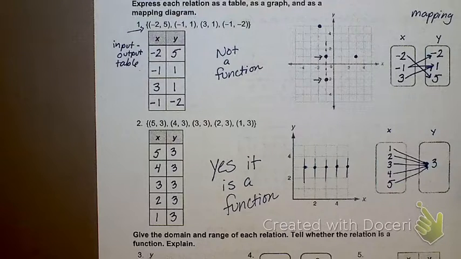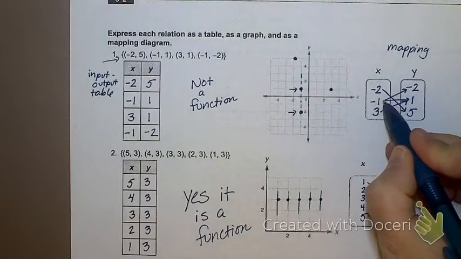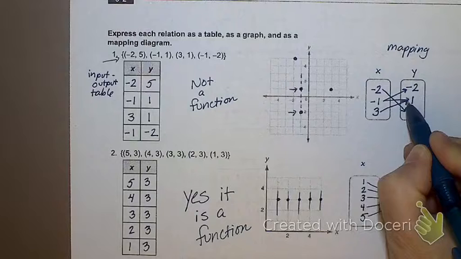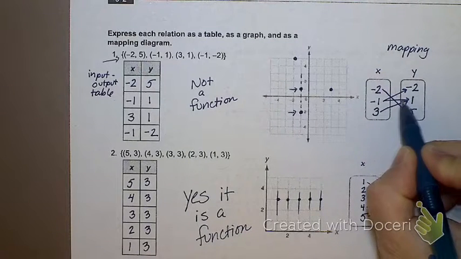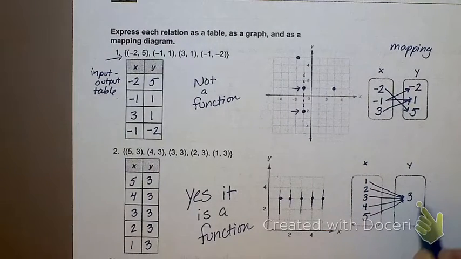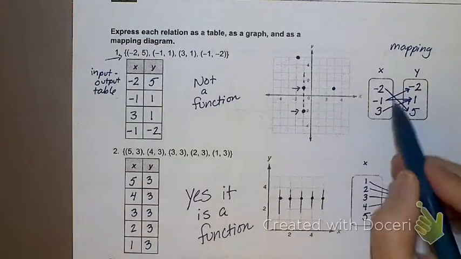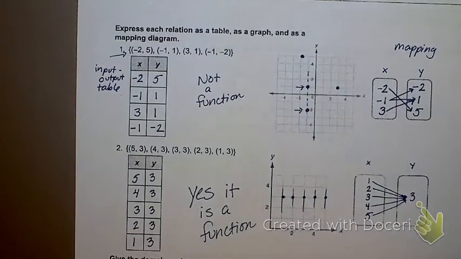How could I check from a mapping diagram? Check if one of your x values goes to more than one y value. Do you see how this one has 2 arrows from it? That means it's repeating. You can have as many arrows as you want going to the same number over here, but in your domain, if you have more than one arrow coming from somewhere, that means it's not a function. So let's look at number 4.